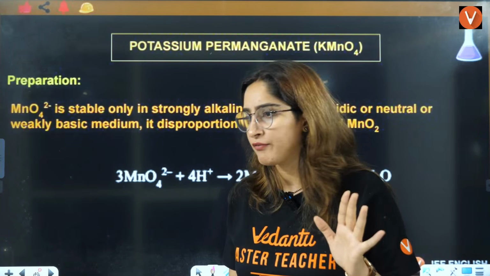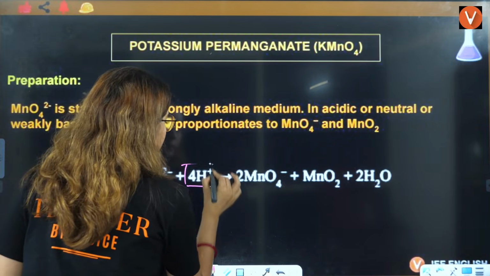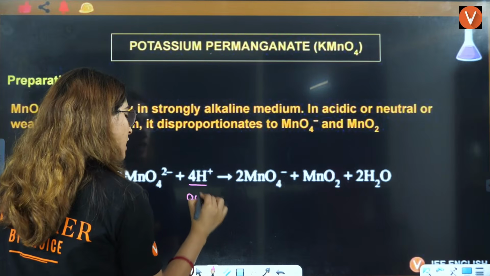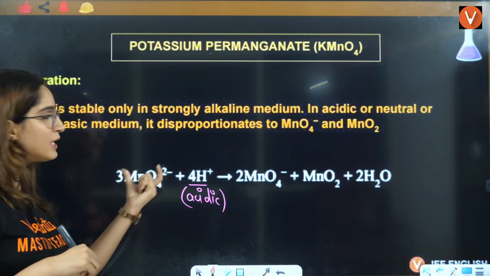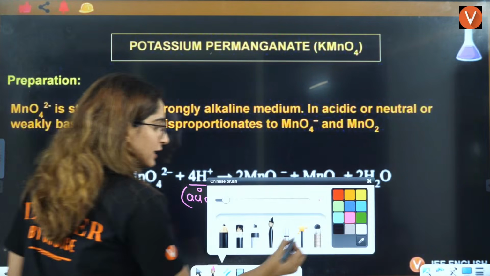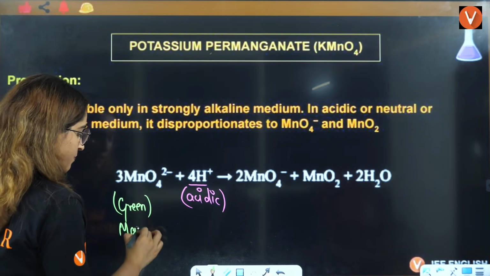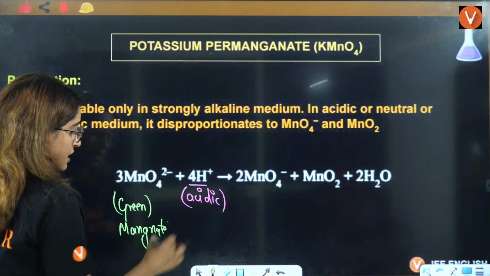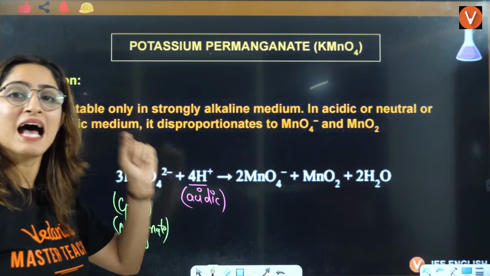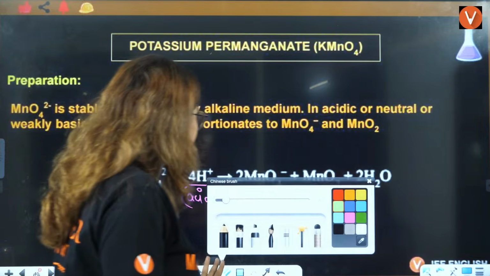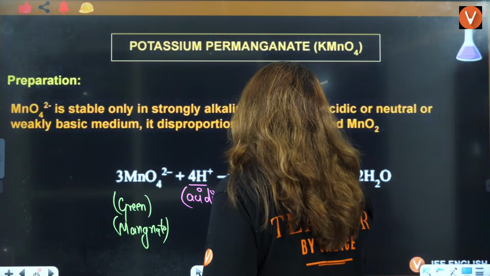So let's understand one by one. The first way is in the presence of acid, in the acidic medium. So in the acidic medium, what is going to happen? This MnO₄²⁻, that is manganate, which is green in color. Why am I writing it again and again? So that it gets into your head that MnO₄²⁻ is manganate, which is green in color. In the acidic condition, it is decomposed into permanganate, which is purple in color.